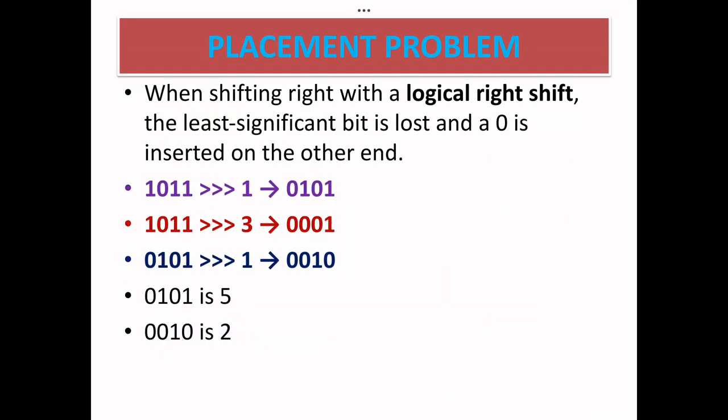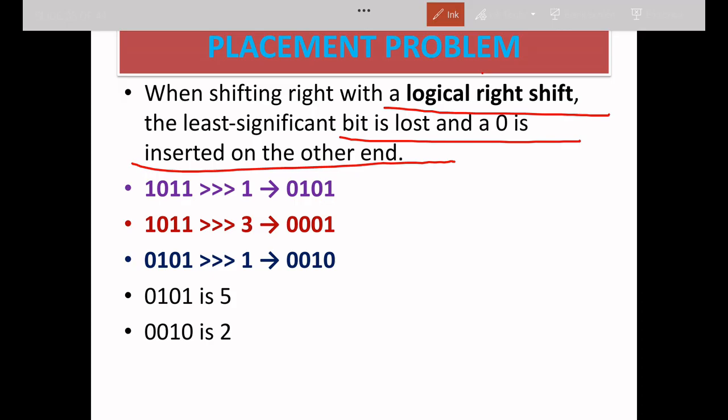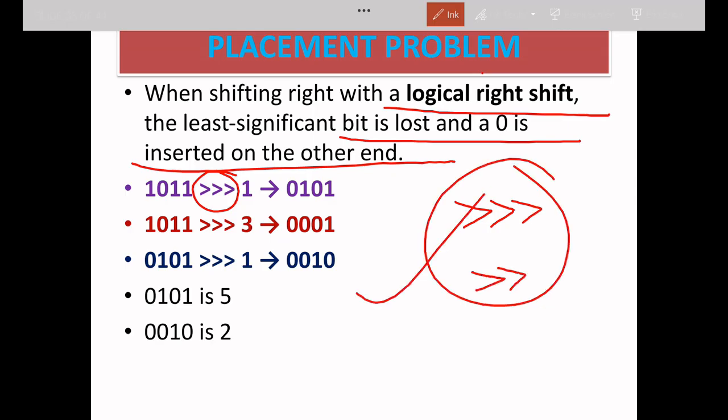Now see here another, what is this logical? This is the logical right shift. Already we explained the logical right shift. The LSB, least significant bit, is lost and the 0 is inserted at the end position. Now see here, I am using a special symbol, this one. This is very important. What is the difference between this? This question came in your placement.